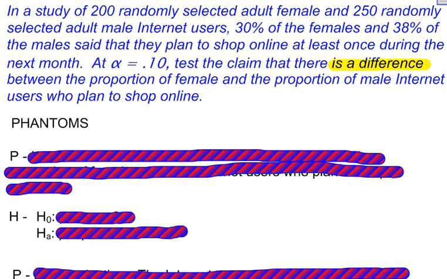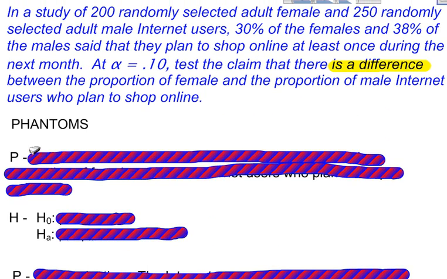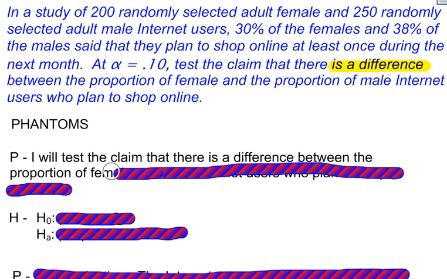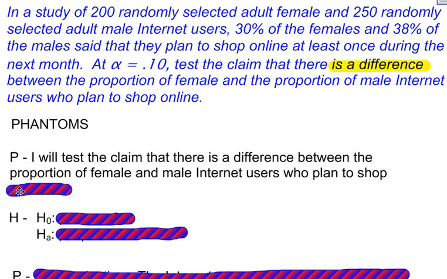P stands for my parameter statement. This basically sets up what I am going to test. What is the claim? So this is how I wrote it. I will test the claim that there is a difference between the proportion of female and male internet users who plan to shop online. So that's what I'm going to test.